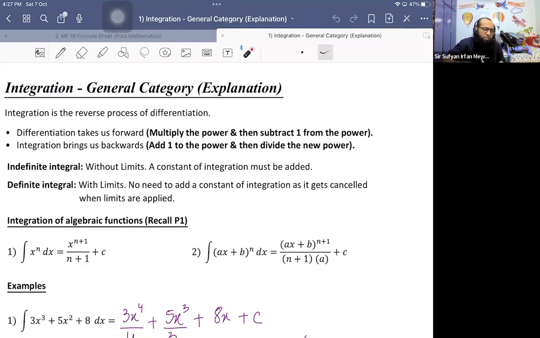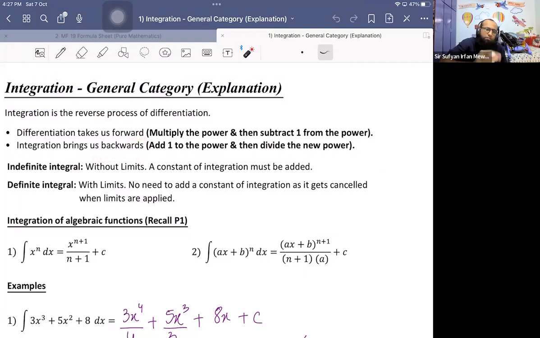What we actually studied in AS integration in P1, in pure maths 1, is that integration is the reverse process of differentiation, right? Differentiation takes us forward, and integration brings us backwards again. So integration is the reverse process of differentiation.